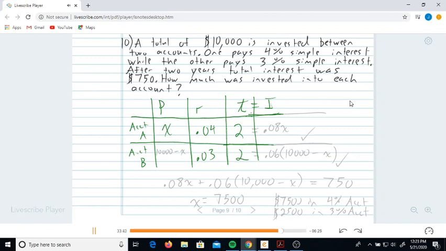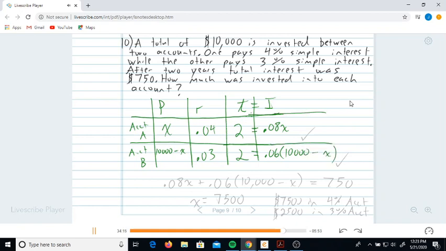If I put $2,000 in account A, how much is in account B? Well, that would be $8,000. How'd you get that? You subtract. So if there's X dollars in the first account, that means there must be $10,000 minus X dollars in the second account. And then we can run our formula. So interest equals principal times rate times time. So you multiply all those as 0.08 times x. And same thing here, principal times rate times time, that's 0.06 times the quantity 10,000 minus x.